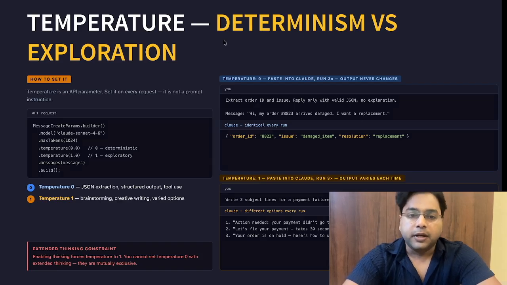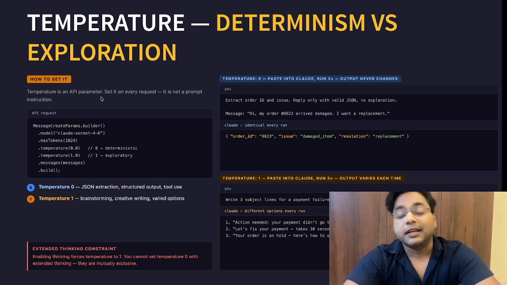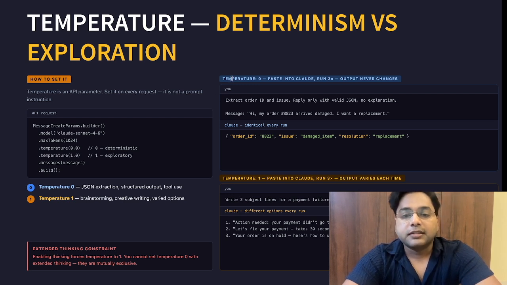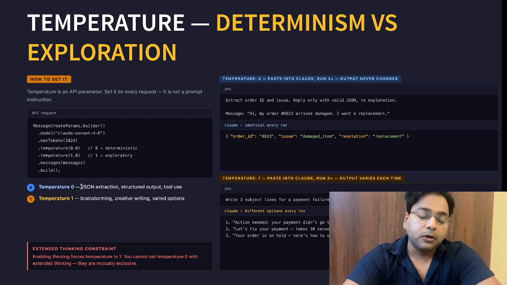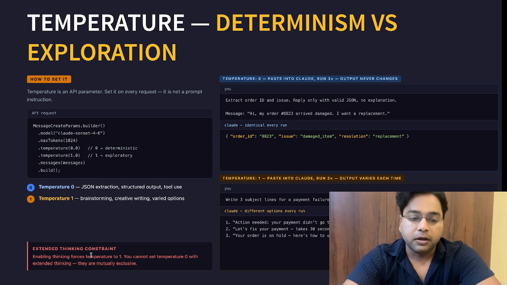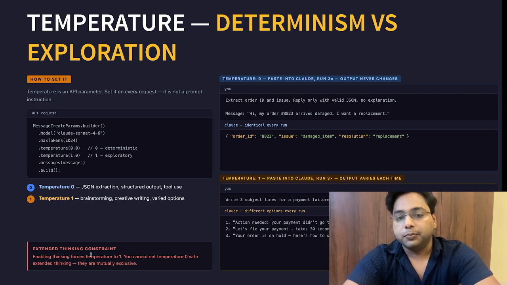In this slide, we will learn something important about Claude called temperature. Temperature is something we can set in every request or even at the system level. Temperature can be 0, 1, or anything in between. 0 means the answer will be deterministic, and 1 means it will be exploratory. When we set 0, it is good for JSON extraction and structured output. When we set 1, it is good for brainstorming, creative writing and varied options. In the case of extended thinking, the temperature is set to 1 by default. We can't set it to 0.